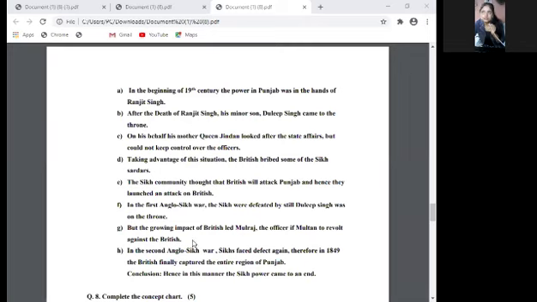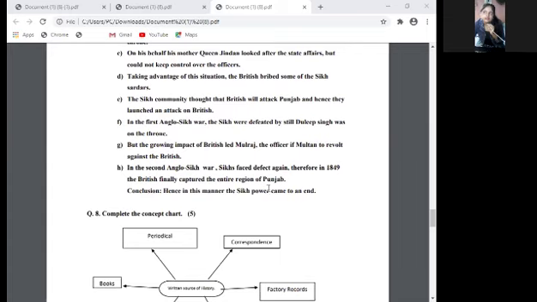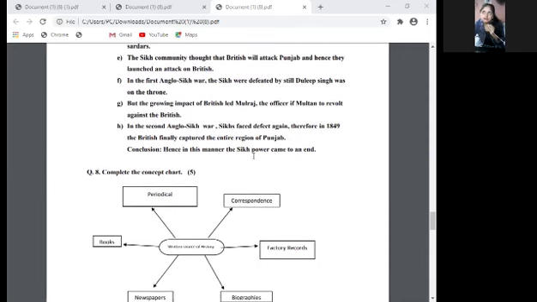In the first Anglo-Sikh War, the Sikh were defeated by them, but still Dalip Singh was on the throne. But the growing impact of British led Mulraj, the officer of Multan, to revolt against the British. And in the Second Anglo-Sikh War, Sikhs faced defeat again. Therefore, in 1849, the British finally captured the entire region of Punjab. Hence, the conclusion is, in this manner, the Sikh power came to an end. Okay, writing all the details is important, spelling should be correct.